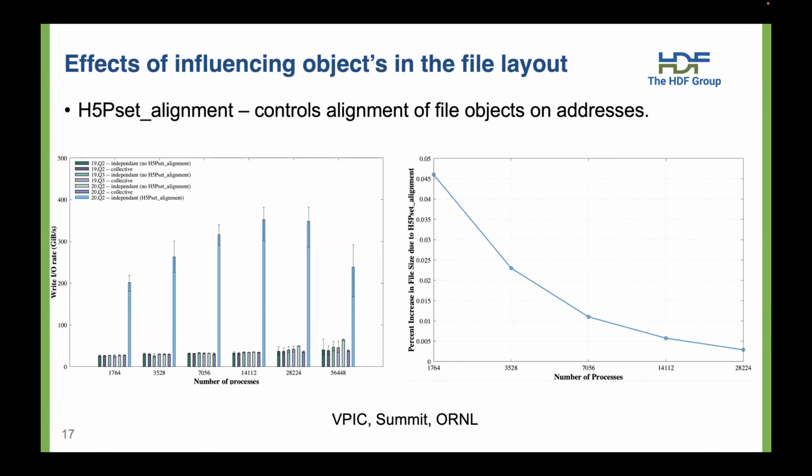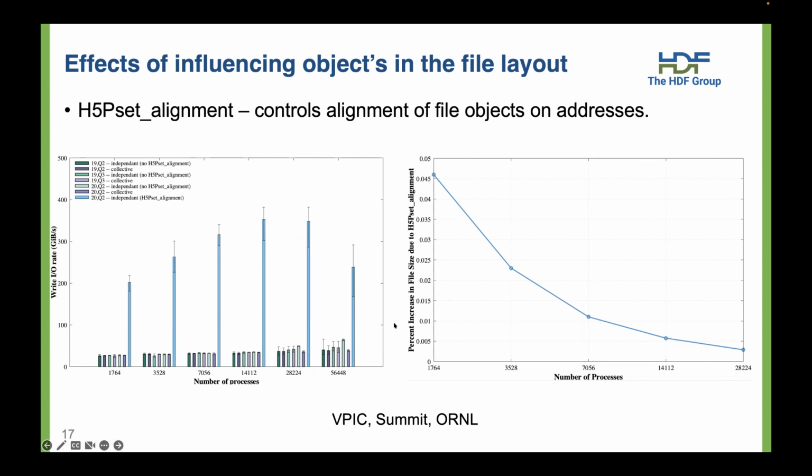Another option that we've found very useful in HDF5 is H5Pset_alignment. This basically controls the alignment of the file objects, that is, objects on addresses in the file. For example, we looked at the effects of this for the VPIC application, where we monitored each quarter, and then we switched on the alignment. This was on Summit, which uses GPFS, and you can see the improvement in the write bandwidth for each case. The blue is compared to what it was before.